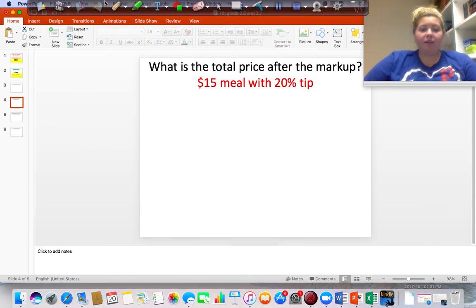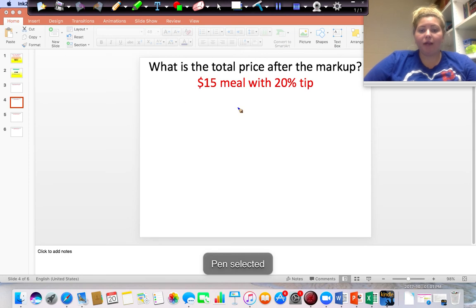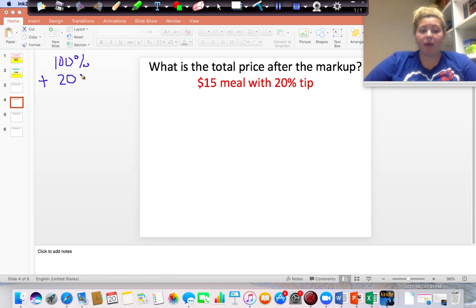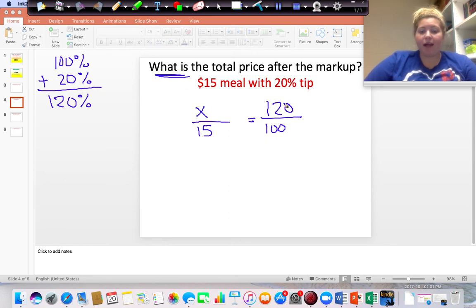This next one says, what is the total price after the markup? And it's a $15 meal with a 20% tip. So we are paying for 100% of the meal, plus we're paying for a 20% tip. So we are paying for 120% of our meal price. So we're going to put 120 up in the percent spot. 100 goes down at the bottom. Our $15 meal goes on the bottom, and we're trying to find what is the price after we get 120% of the price.